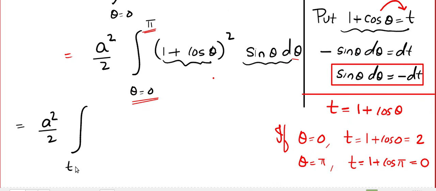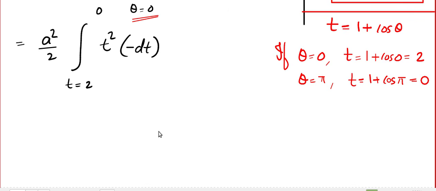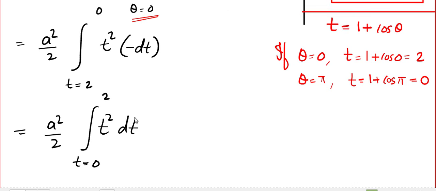I'm going to plug in the new limit 2 to 0. And 1 plus cos theta is t. So we get t square. And this is minus dt. Okay. I'm going to interchange the limit. So can you tell me the punishment for interchanging the position? A very simple thing. You put minus. Minus will be plus. So I'm going to write dt. So this minus is gone.